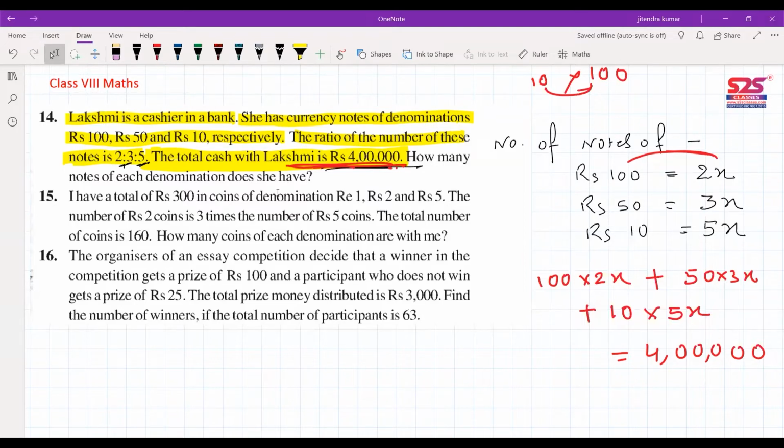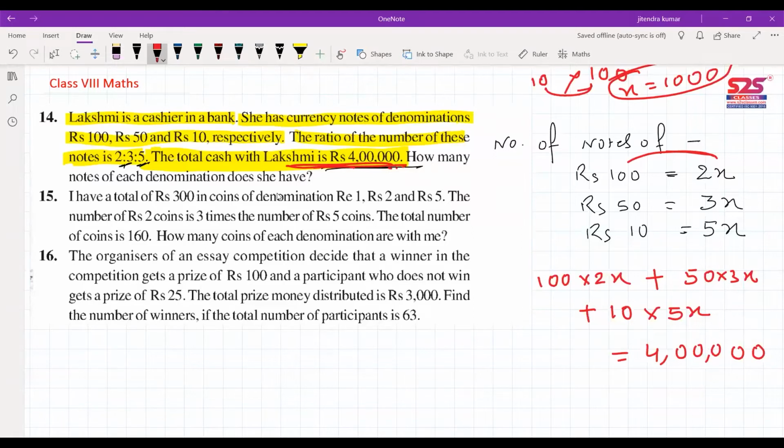Sir, can I? Yes. Sir, x is equal to 1000. Yes, sir. Yes, Ansa and Vikas. 1000. Vikas is also saying 1000.